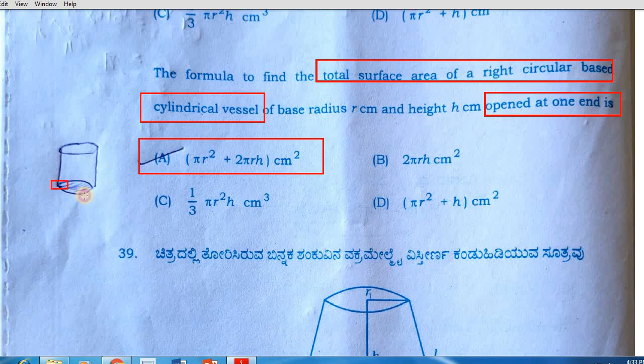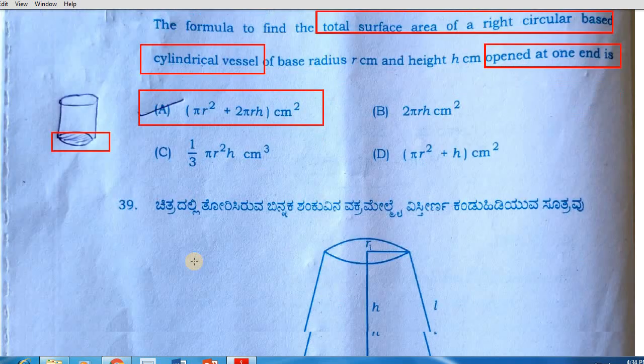See, I have shaded this region. They have not clearly mentioned whether the top or bottom end is open. They said that only one end is opened, so either top can be opened or bottom can be opened. But the thing is, how do you find the area of this figure? That is pi r square plus 2 pi rh. So option A is right for this.